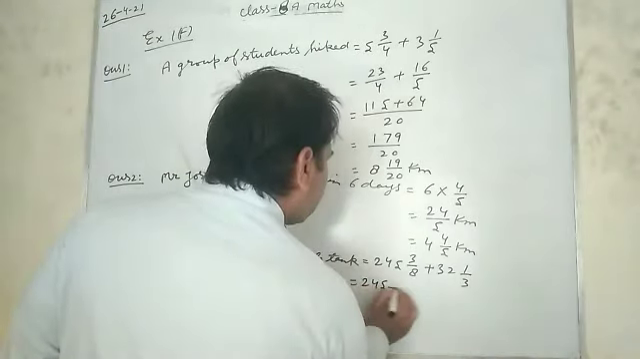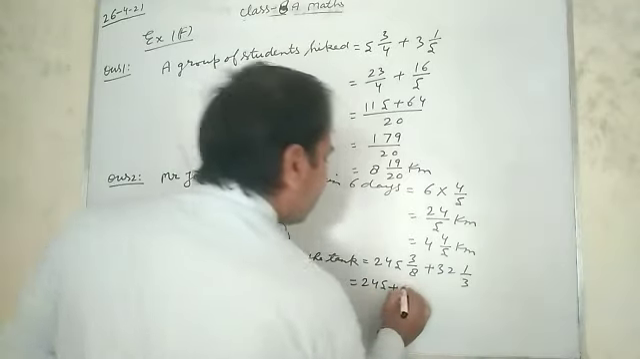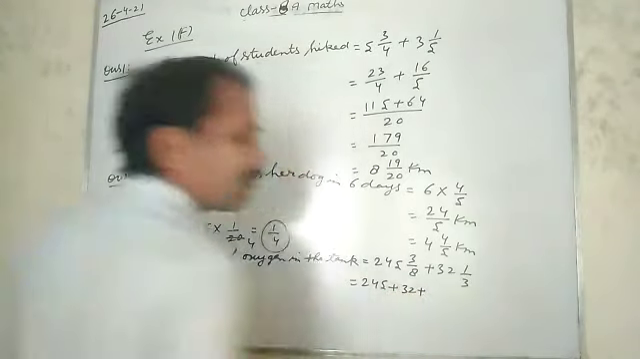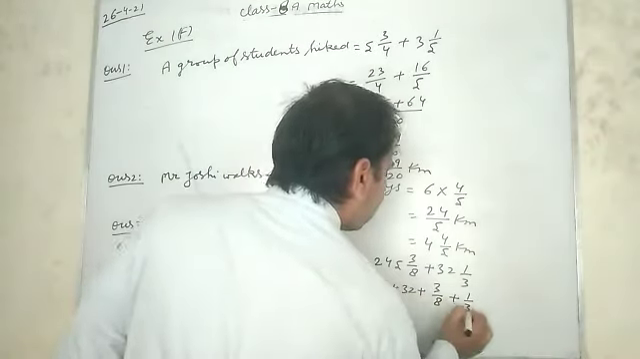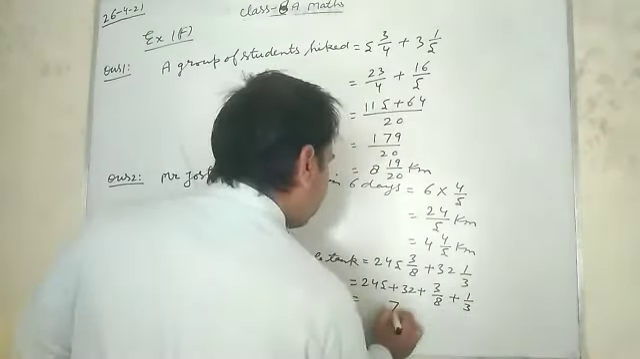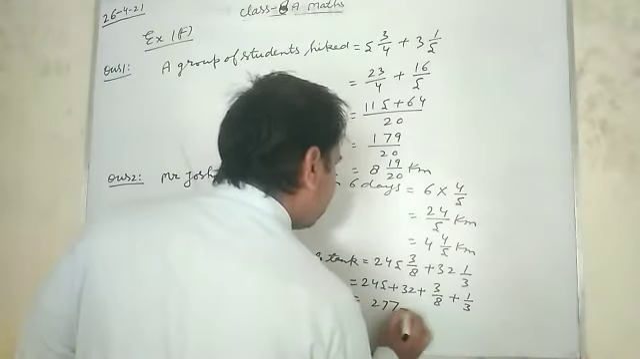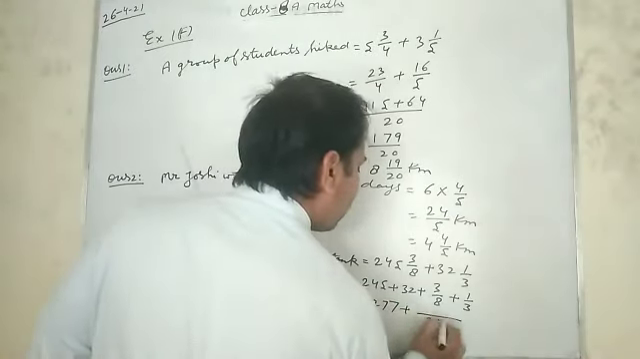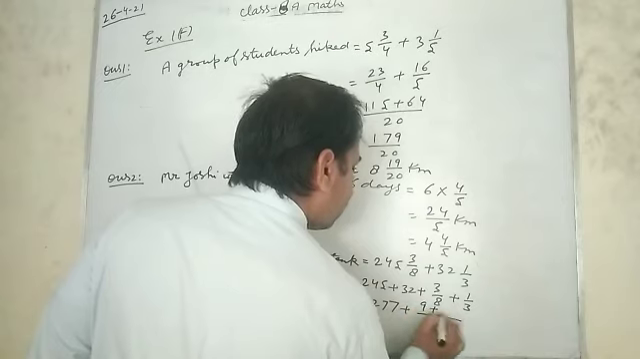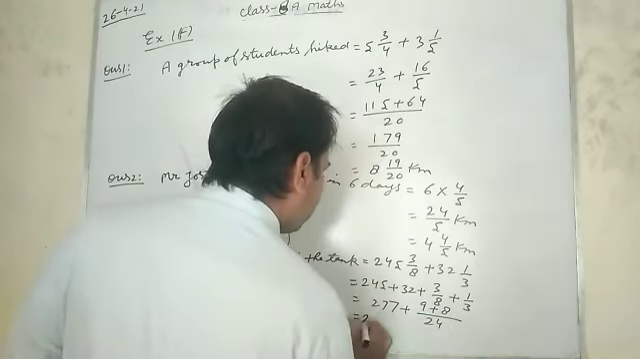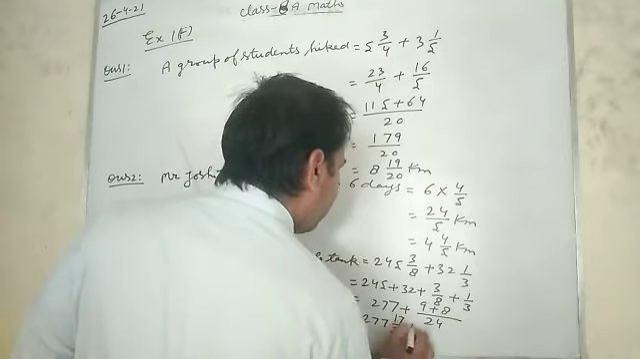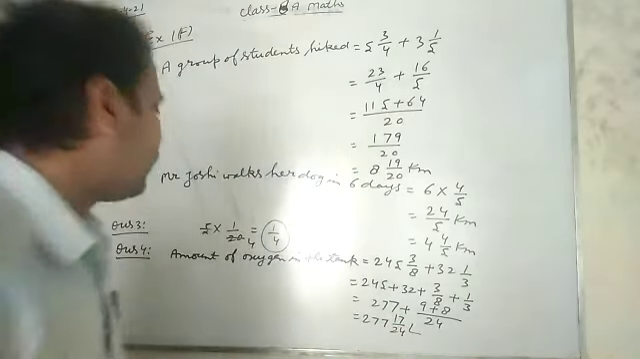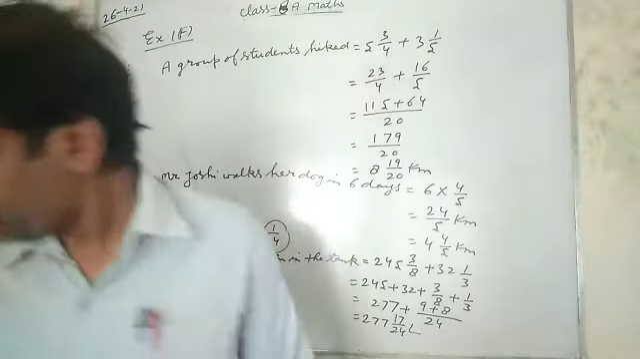So for addition, two ways. First you add their integer part, and then add their fraction part. So this 277 and this take LCM, so 9 plus 8, so 277 17 by 24 liter of oxygen in the tank.